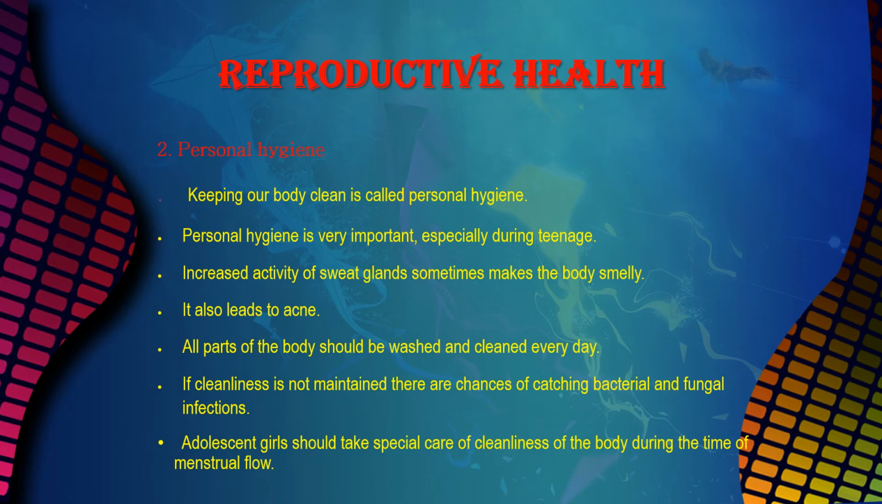Next, the second condition for good reproductive health is personal hygiene. Keeping our body clean is called personal hygiene. Personal hygiene is very important, especially during the teenage years. We have already studied that increased activity of the sweat glands and sebaceous glands happens during this time. This makes the body smelly and also leads to acne. So all parts of the body should be washed and cleaned every day. That means adolescents should take a bath regularly, at least once every day.